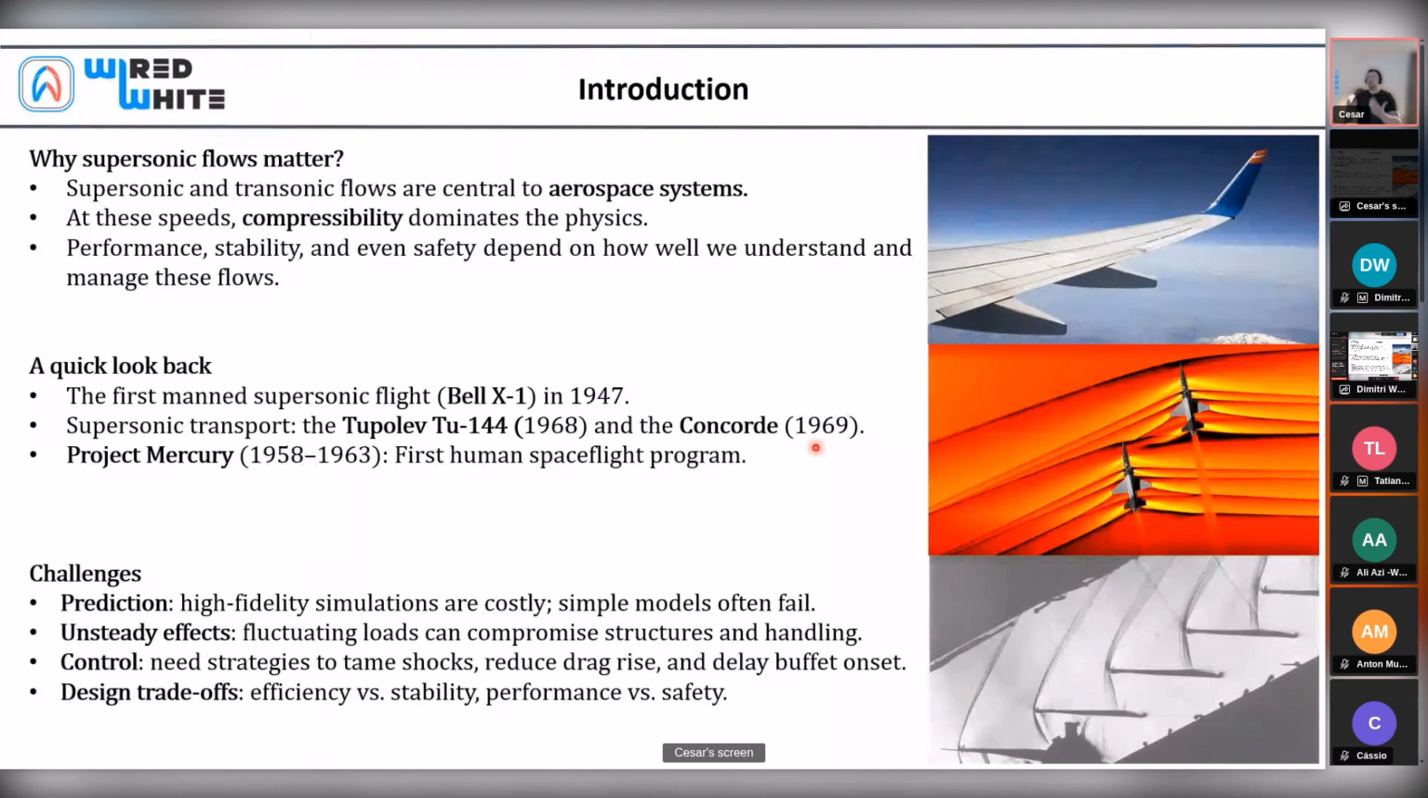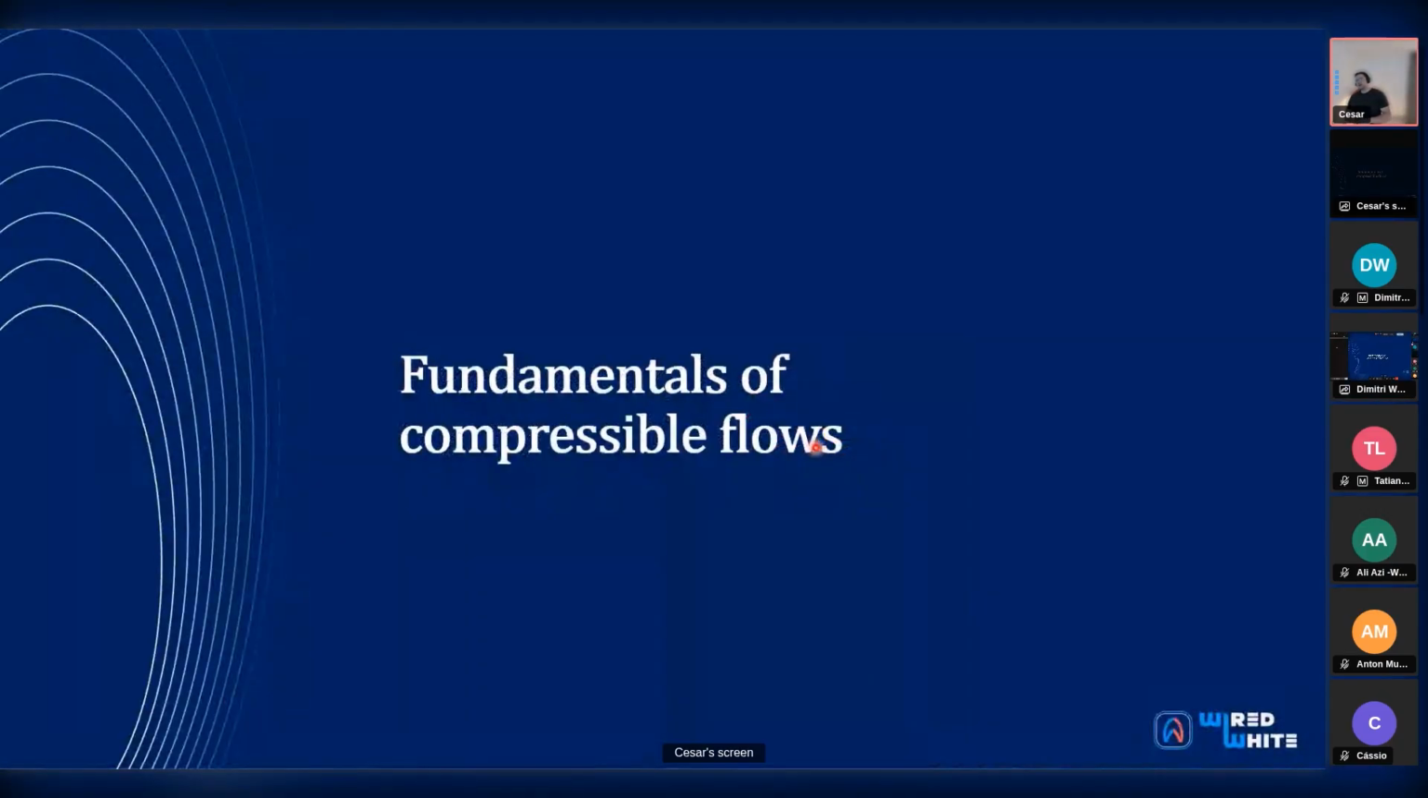And even if you come up with the right one, you will always have to negotiate design trade-offs in your final design. So there will never be a perfect solution for your problems. So now we're gonna jump into physics, right? We're going to start with the fundamentals of these compressible flows.